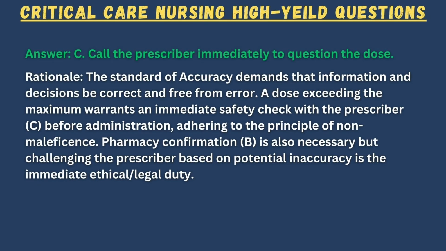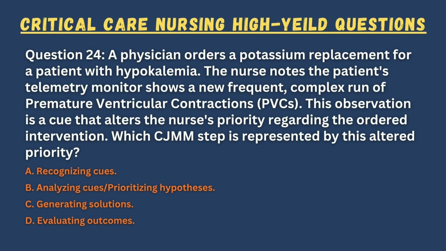Rationale. The standard of accuracy demands that information and decisions be correct and free from error. A dose exceeding the maximum warrants an immediate safety check with the prescriber, C, before administration, adhering to the principle of non-maleficence. Pharmacy confirmation, B, is also necessary, but challenging the prescriber based on potential inaccuracy is the immediate ethical or legal duty.